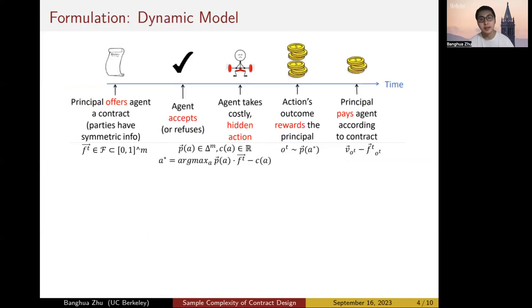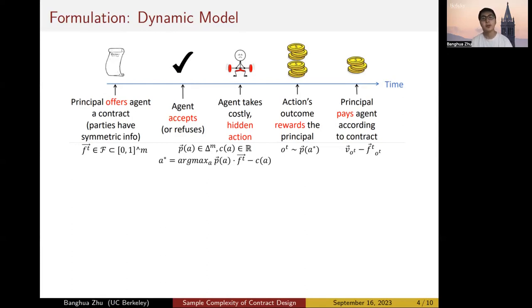We can extend the static model to a dynamic model by considering a multi-round interaction case. At the beginning of each round, the principal will offer the agent a contract. And in this case, the parties will have symmetric information. This contract can be based on all the past observations in the previous rounds. And it is also inside a set capital F that is a subset of the m-dimensional vectors in 0 and 1.